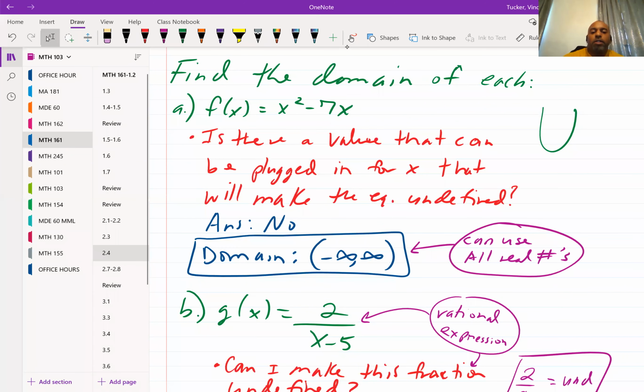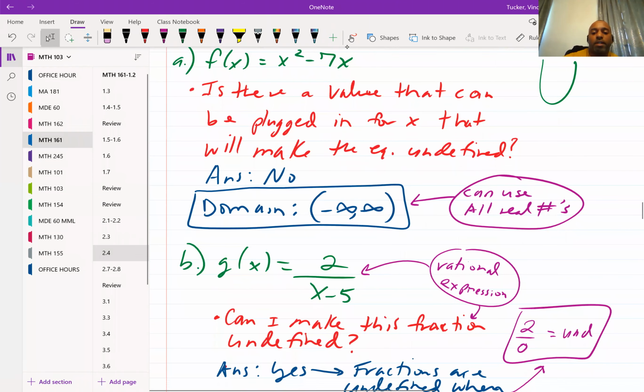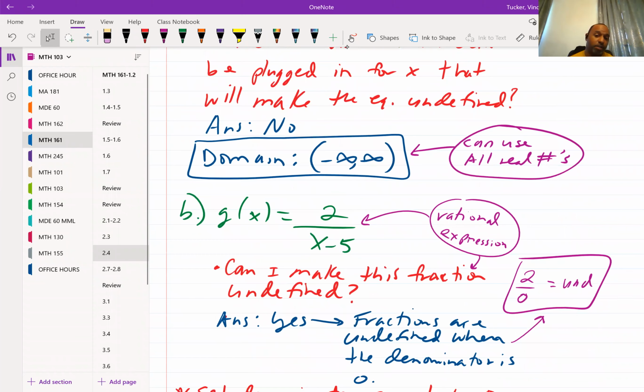All right. So going into the next one, g of x is equal to 2 over x minus 5. Here we have a rational expression, right? A rational expression is the same thing as a fraction. Fraction, rational expression, same thing. So can I make this fraction undefined? The answer is yes. Fractions are undefined when the denominator is 0.